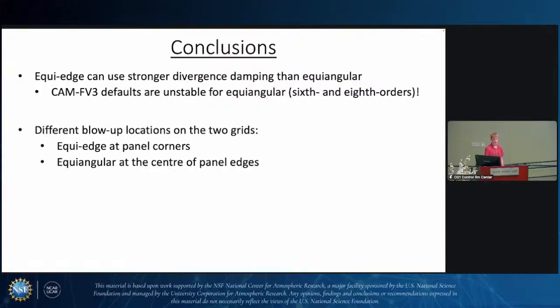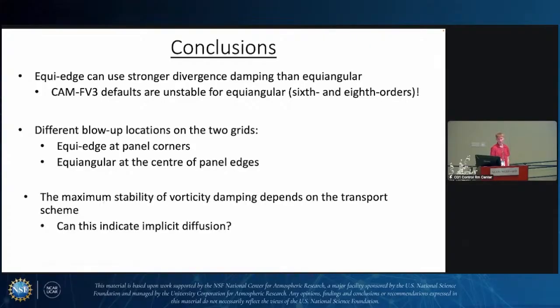There were different locations of blow up for the two different grids, corresponding to the different locations of the smaller cell area. And with vorticity damping, there are differences depending on your transport scheme, and my theory is that this can provide some intuition around the level of implicit diffusion of that scheme. Thank you, and I'll take any questions.